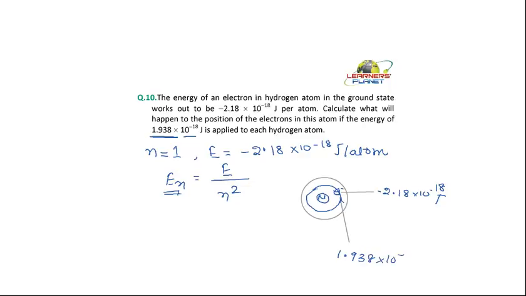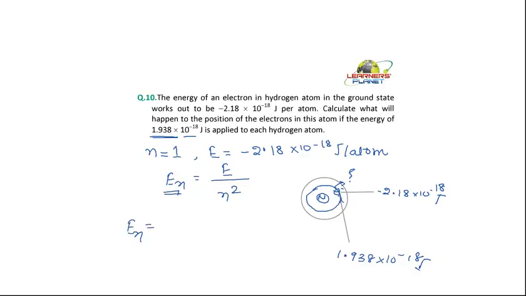That is 1.938 into 10 to the power minus 18 joule. And what is it doing? It is raising to a higher energy level, and we don't know that energy level. So there will be some specific energy which this electron will be having. How can we find out? We can just find out by subtracting the two.